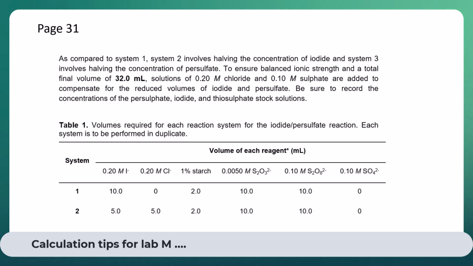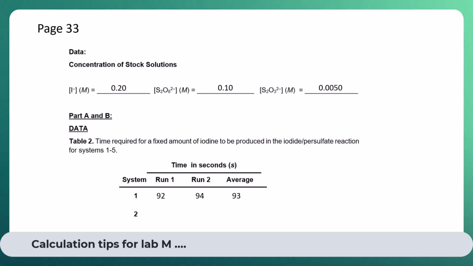So what we need to do is calculate what is, and we'll call this the initial concentration of the iodide, the initial concentration of the thiosulfate, and the initial concentration of the persulfate. So in the next slide, I show you from page 33 that in terms of putting in our data, we're going to want to put in, well, what are the original concentrations of the stock solutions?